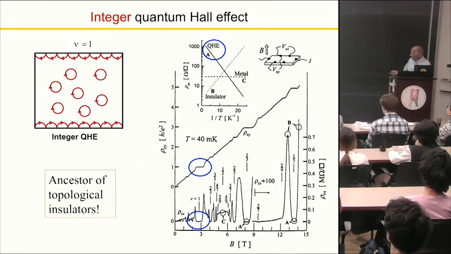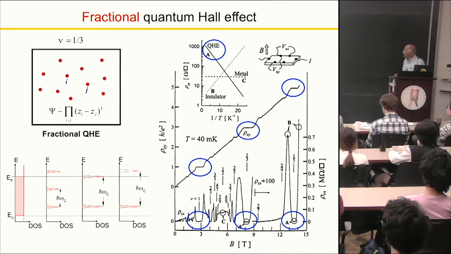I put this on purpose because sometimes people forget this is the ancestor of all topological insulators. It's the 40-some-year-old ancestor of these states, because the bulk is insulating and the edge is conducting.